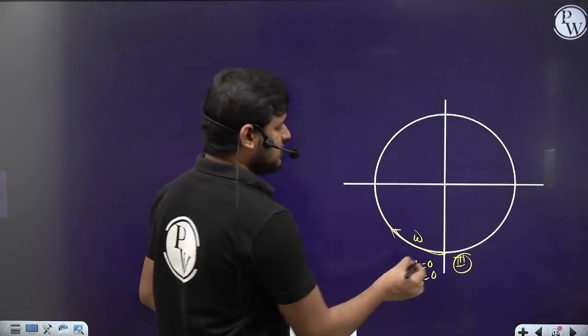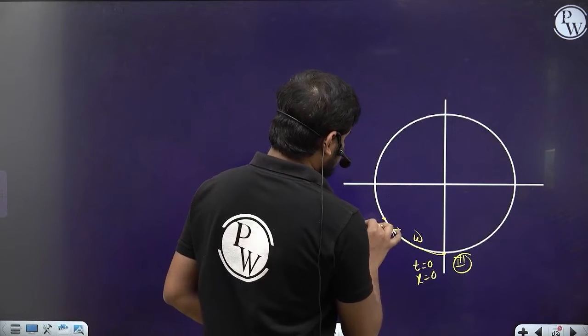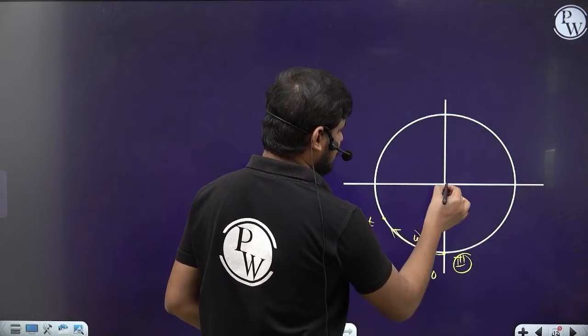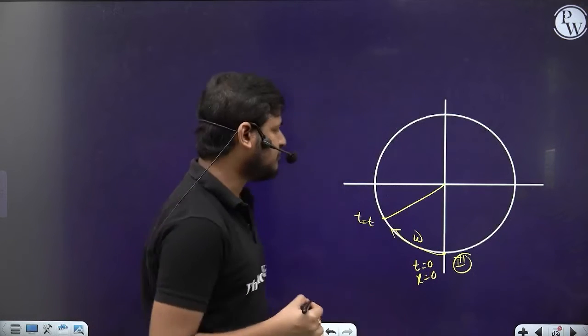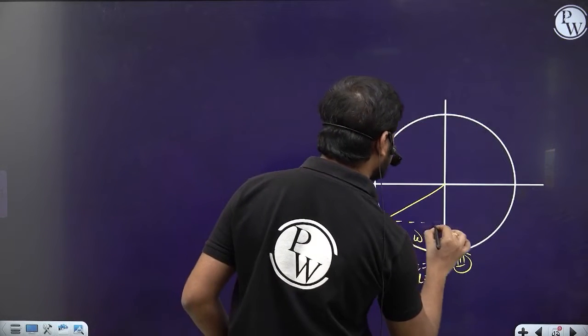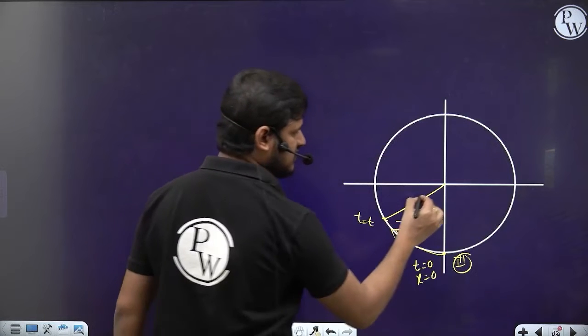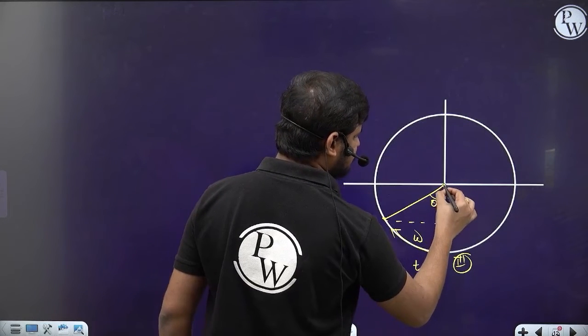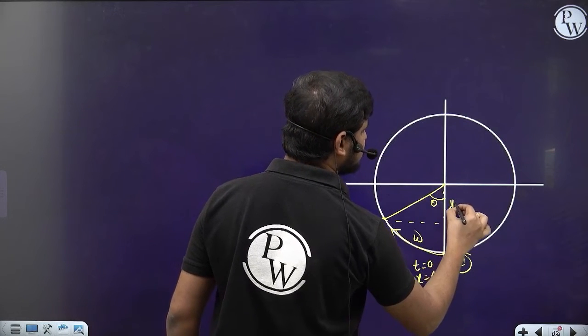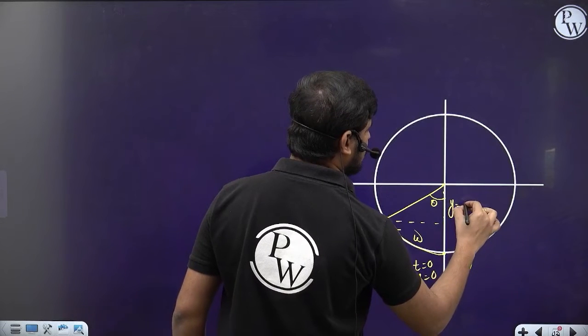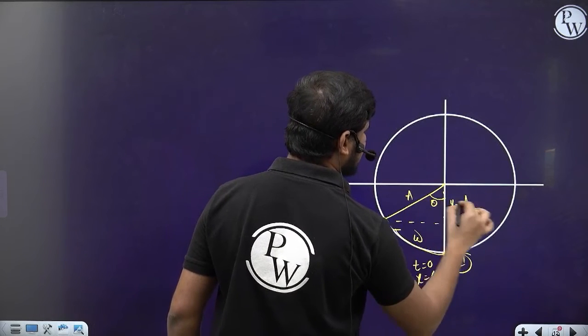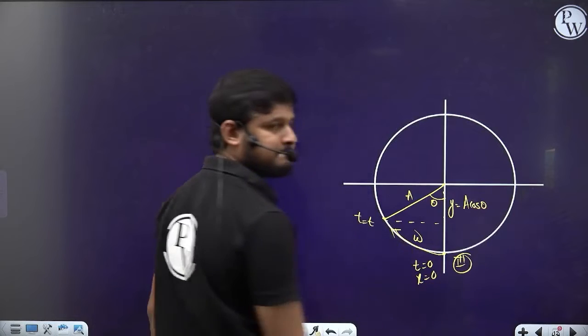So let's say after some time t is equal to t, it reached here. So the particle reached here. The projection of it on the y-axis we required. If it is theta, then this will be the y. So this y will be equal to a cos theta. Consider this as a. So this is a cos theta.